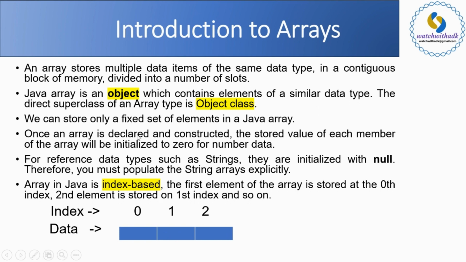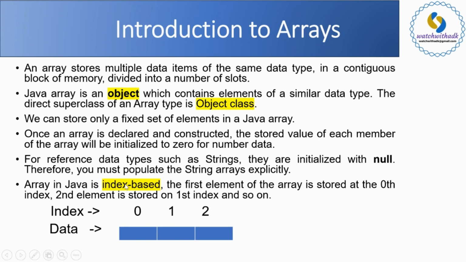Once an array is declared and constructed, the stored value of each member of the array will be initialized to 0 for number data. So we can declare an array for different data types, right? And if the data type belongs to number, for example integer, then the array element will be initialized with 0. However, for reference data types such as strings, they are initialized with null. Therefore, you must populate the string arrays explicitly.